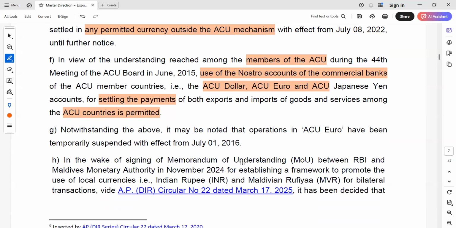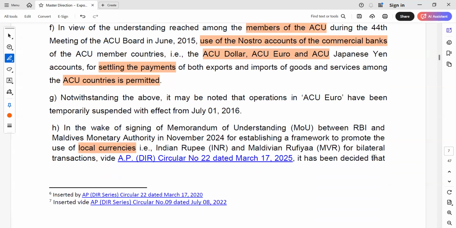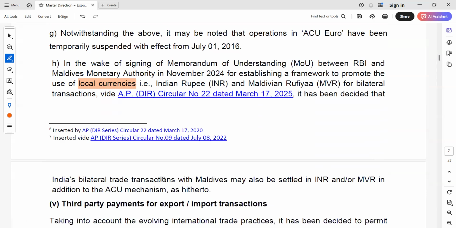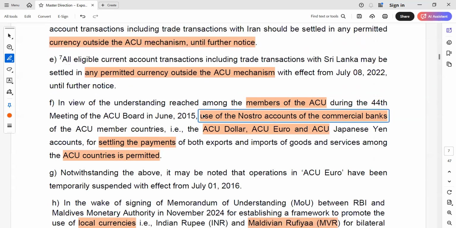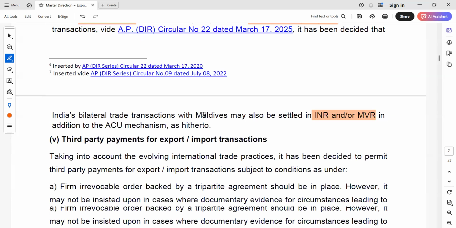In wake of signing of memorandum of understanding between RBI and Maldives Monetary Authority in November 24 for establishing a framework to promote use of local currency, Indian rupee and Maldivian rupiah for bilateral transaction, it has been decided that Indian bilateral trade transaction with Maldives may also be settled in INR. So these are the points, friends, which you can remember that with the Maldives, the transaction can be settled in INR also or Maldivian rupiah. Okay, this point, and like for Iran, that we understood. So from anywhere the question can be asked.